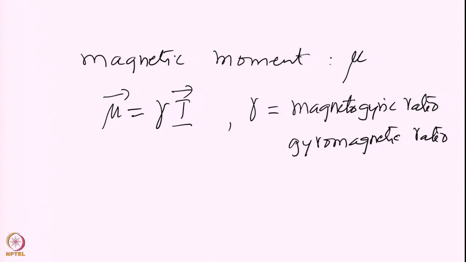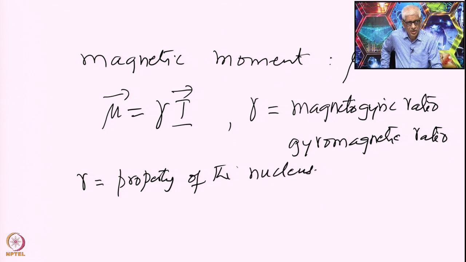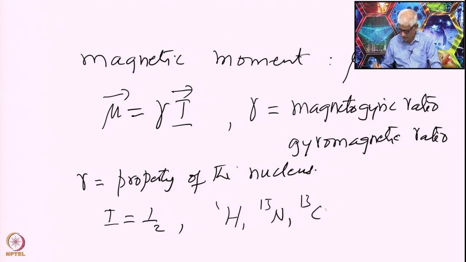Both are the same. And this is the property of the nucleus. Gamma is a property of the nucleus. What does that mean? Different nuclei which may have the same I value may have different magnetic moments. For example, I is equal to half. How many nuclei are possible here? You have a large number of possible nuclei. I will give you the rules for that. For instance, you have proton, nitrogen 15, carbon 13, phosphorus 31, all of these are I is equal to half, but they have different magnetic moments, and that is because the magnetogyric ratio gamma is different.